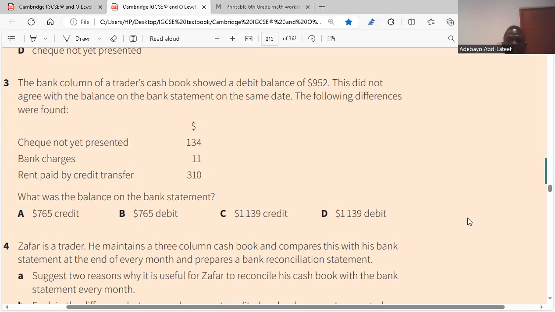455. Yes. Then 455 plus 952. No, let me have the calculator. Let me do it myself.